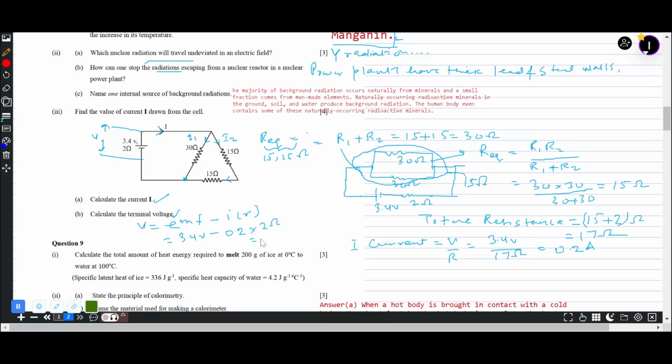So what is my terminal voltage? That is 3.4 minus 0.4, that is 3 volts. This is my terminal voltage. Is that clear to you?